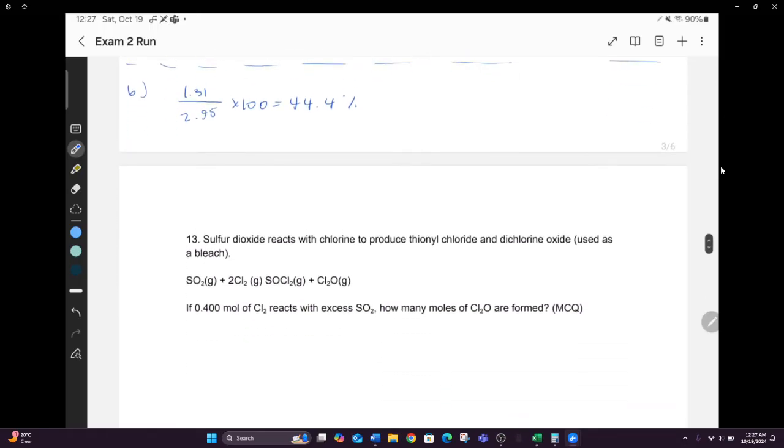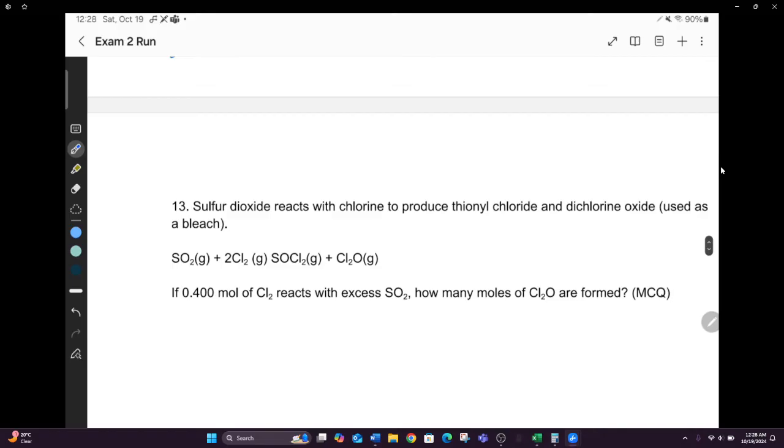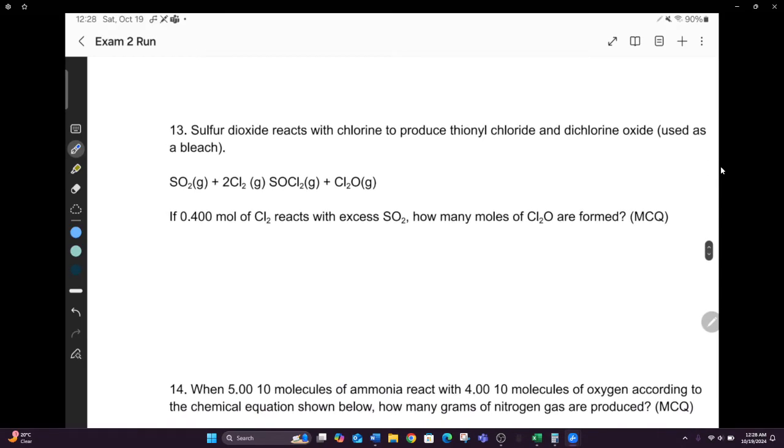Next question is, sulfur dioxide reacts with chlorine to produce thionyl chloride and dichlorine oxide. Given an equation, if 0.4 moles of Cl2 reacts with excess SO2, how many moles of Cl2O are formed? Luckily, this equation looks balanced already, so we don't have to mess with that too much. Again, this is just simple dimensional analysis. So we have 0.4 mole of Cl2, and we have 2 moles Cl2. It reacts with excess SO2. How many moles of Cl2O?